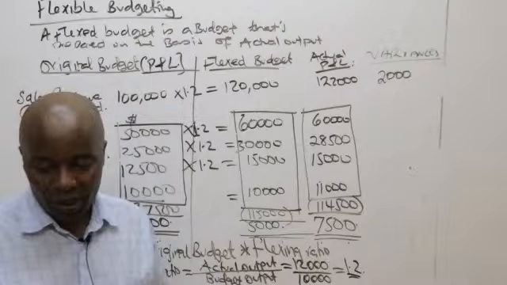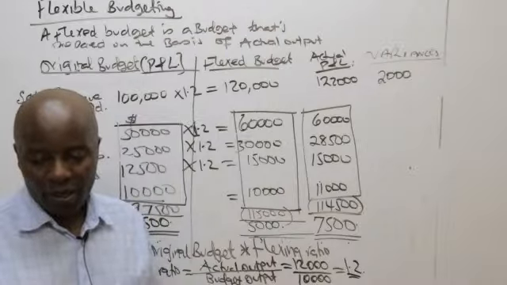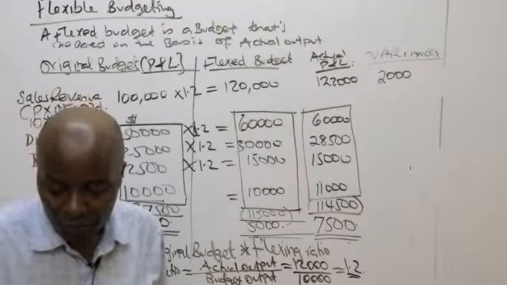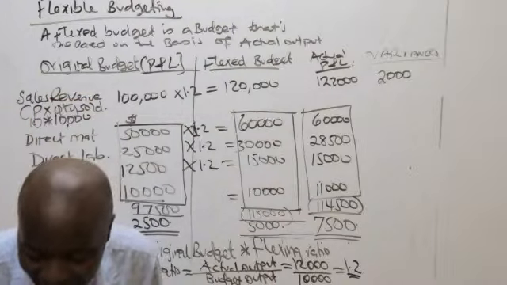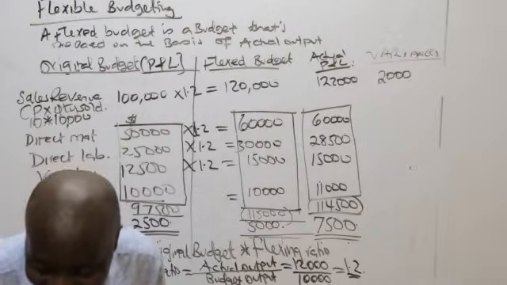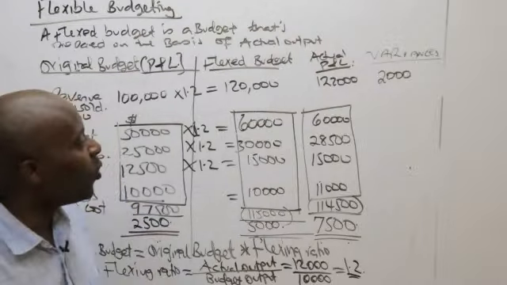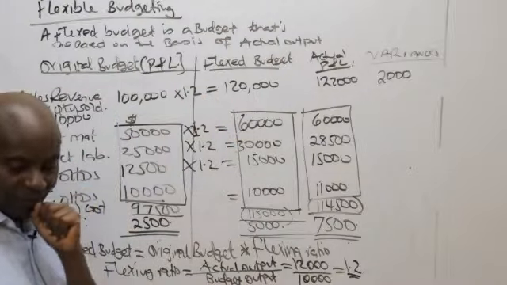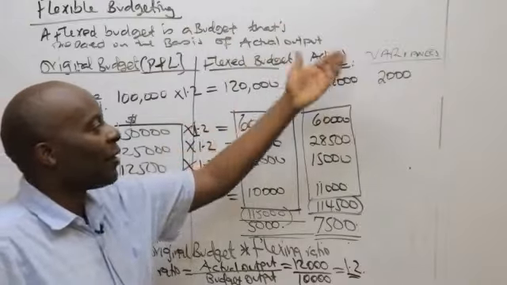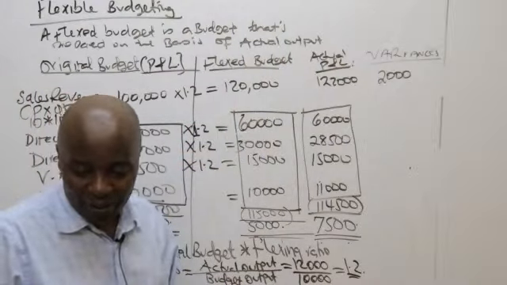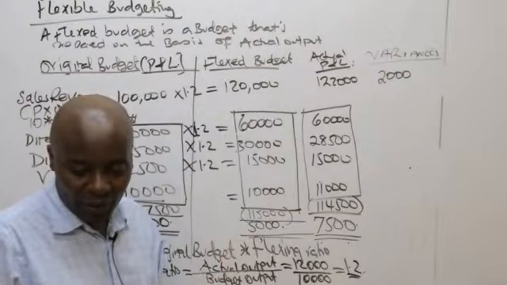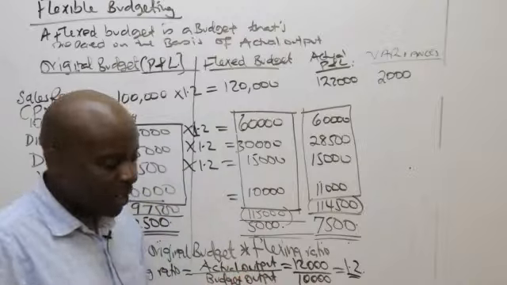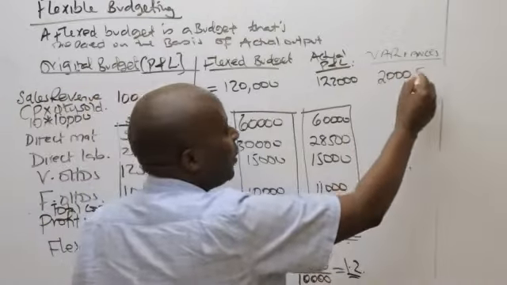Is this 2,000 adverse or favorable? Most of them are saying adverse. I have Connie saying favorable. Look at this, ladies and gentlemen. We had budgeted to make 120,000, but we ended up actually making more. So in terms of sales revenue, if the actual sales is more than the budgeted, then we can't complain.